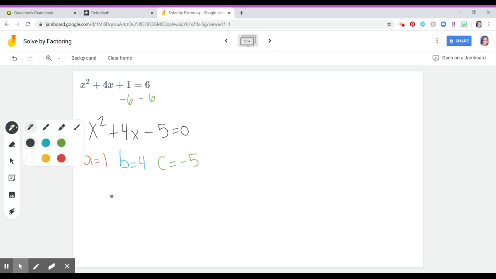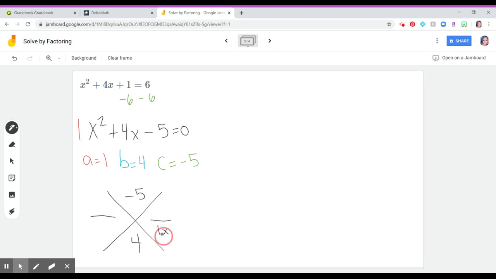And we can go ahead and draw my x. A times C goes up here, so 1 times negative 5 is negative 5. B goes on the bottom, and I have Ax, so 1x, 1x. And factors of negative 5. What's easy about this problem is it's a prime number, so I have negative 1 and 5. Which ones add up to positive 4? The second, negative 1 and 5.